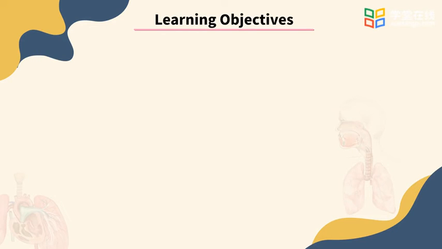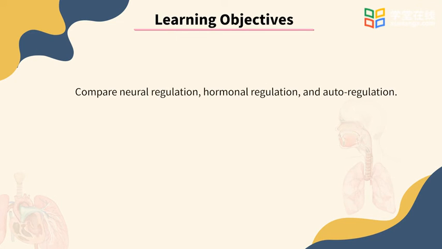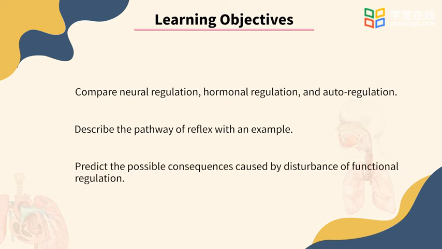After finishing this session, students should be able to compare neuroregulation, hormonal regulation, and autoregulation. Describe the pathway of reflex with an example. Predict the possible consequences caused by disturbance of functional regulation.